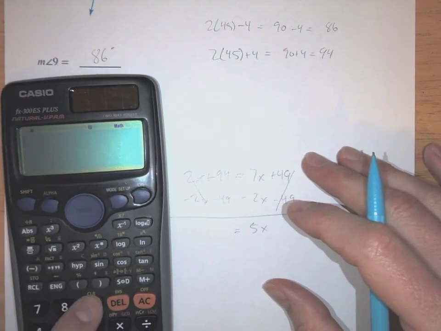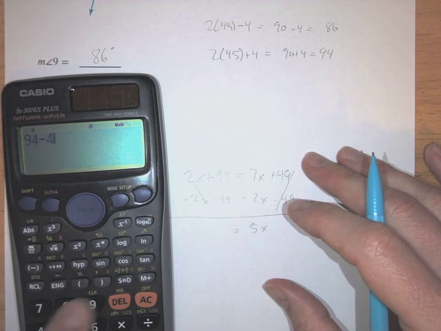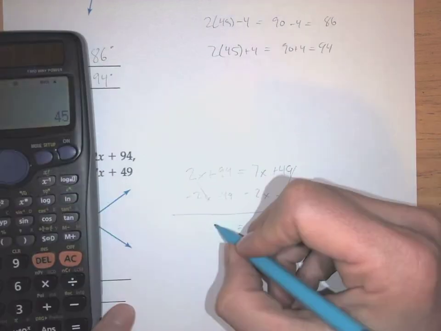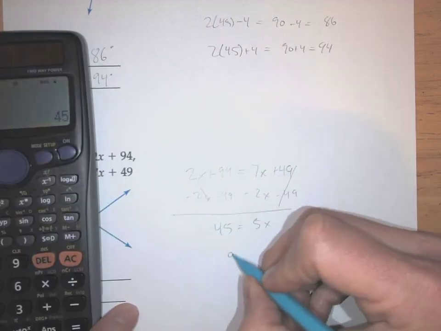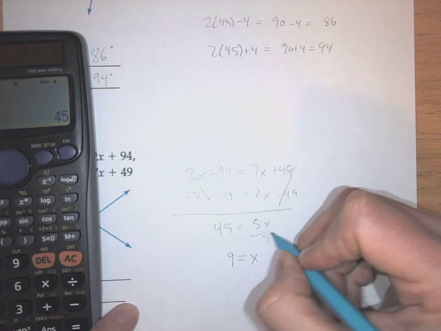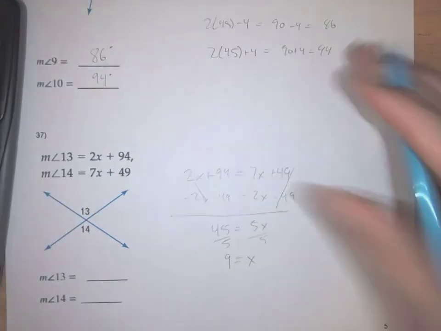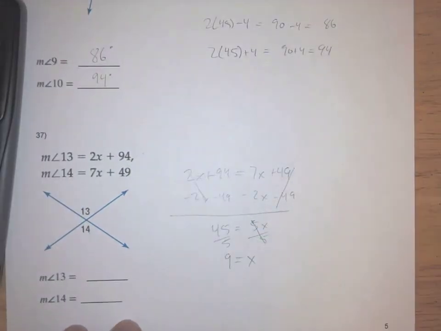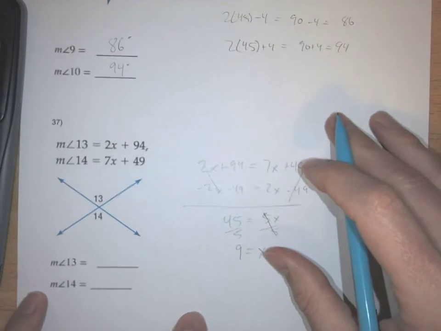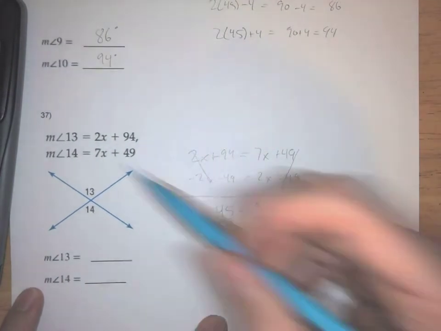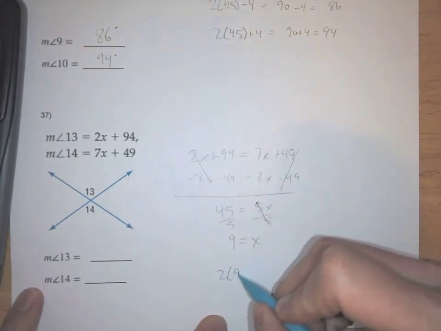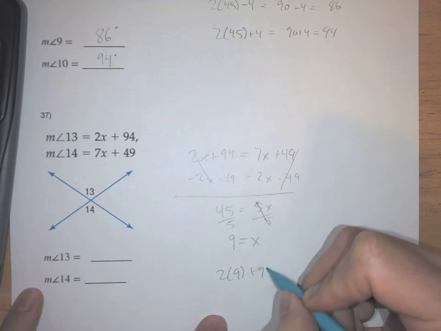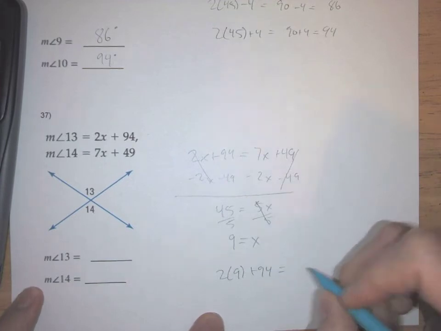Okay, so we got 94, and we're subtracting 49. Yep, looks like 45. So that means 45 equals 5x. Divide both sides by 5, and you get 45 divided by 5 is 9. So x equals 9. That's not the answer we're looking for, but that's definitely going to help. To get the angle measurements we're after, we're going to plug that in. 2 times 9 plus 94, that's 18 plus 94.